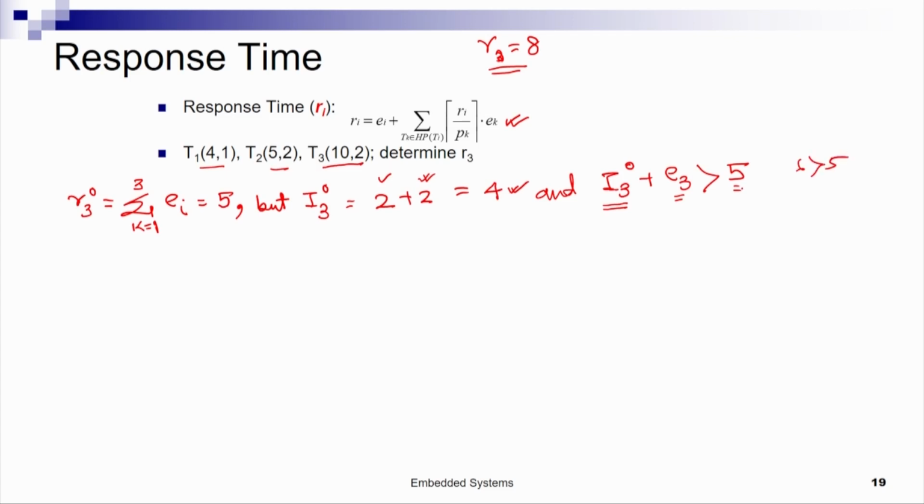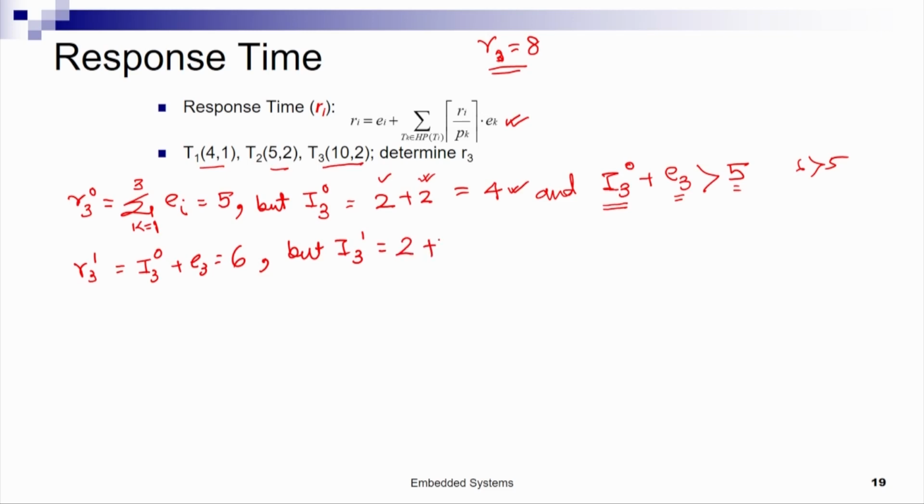Now, the next estimate, R31, becomes I30 plus E3, which is equal to 6. But what happens? I31 becomes the interference caused by T1. What is the interference caused by T1? If it is 6, it is 6 by 4, ceiling, which is 2. So 2 into 1 is 2.